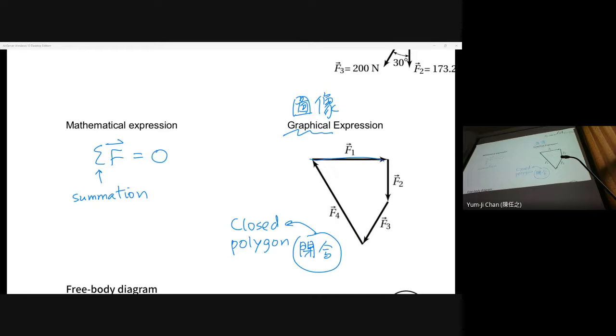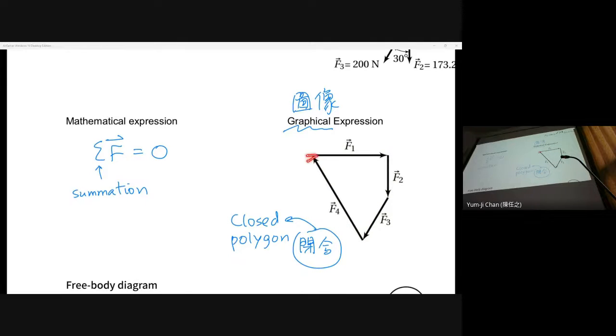It has many sides, but it goes back to the same point. So this one is a closed polygon. There's no space here. Okay, so we call it a closed polygon. This one can be useful in some problems.